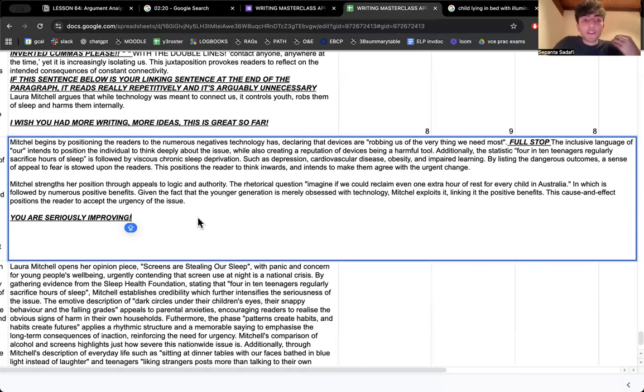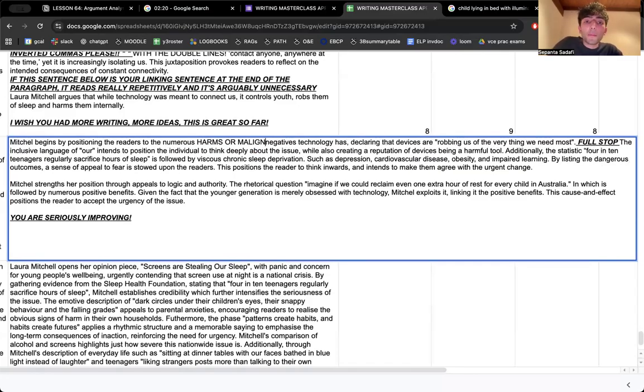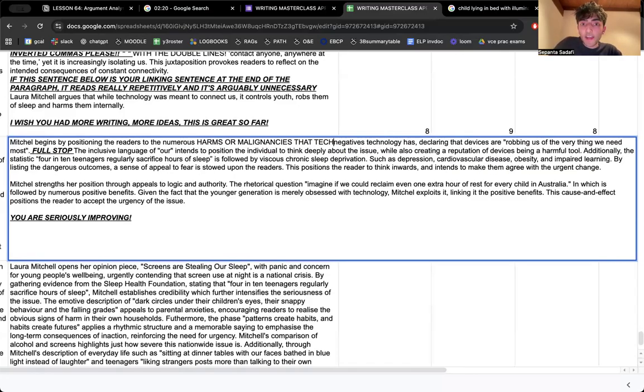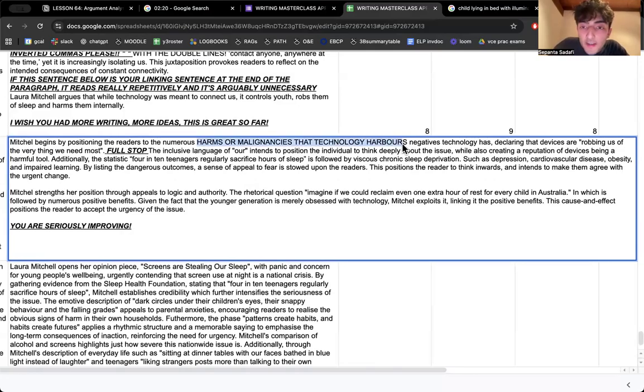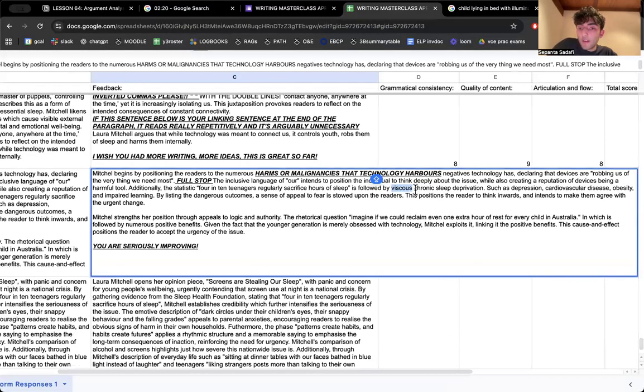Because on the surface, I actually can't find much wrong with it. Numerous negatives technology has, but I would say the numerous harms or malignancies that technology harbors. Right? I would word it like that, a little bit more sophisticated in that sense. But what do you mean by viscous? Viscous or vicious? Because viscous means really thick, right?